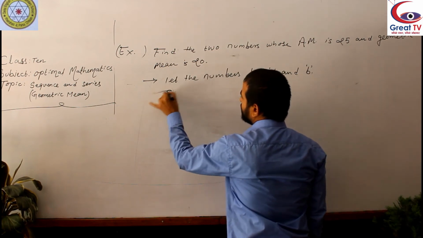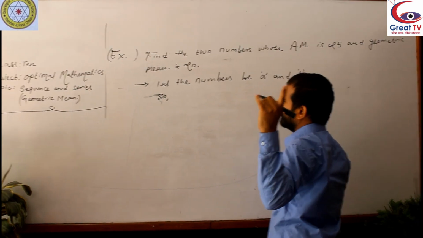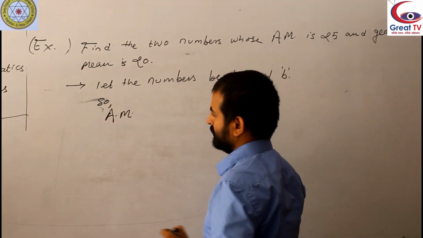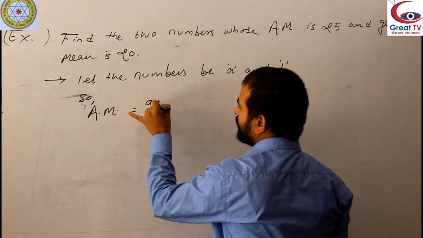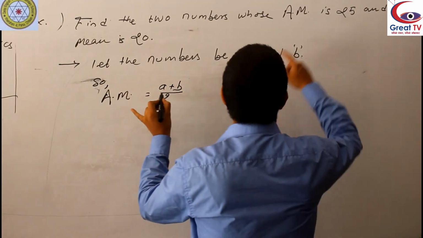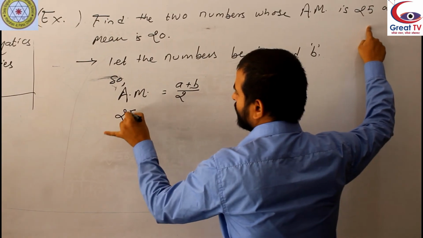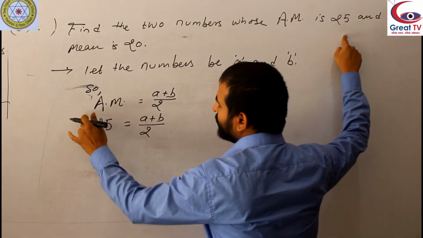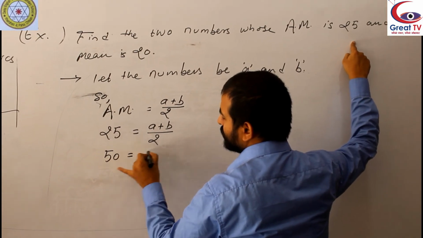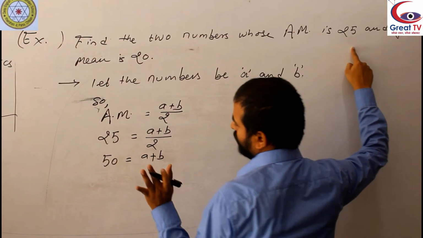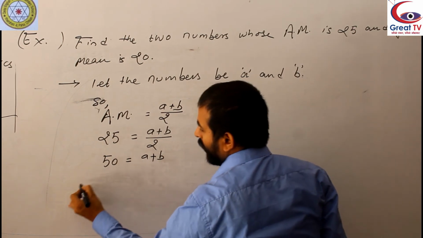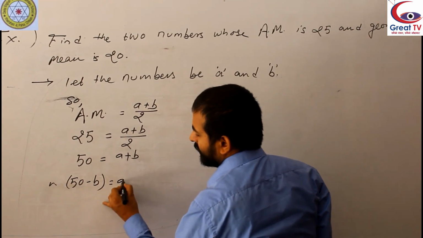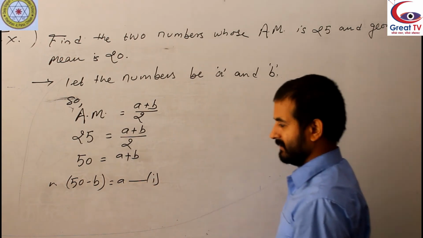If you remember the arithmetic mean formula, it is (A plus B) by 2. The arithmetic mean is 25, so 25 is (A plus B) by 2. Now first multiply it: 50 equals A plus B, or 50 minus B equals A. Do you agree?